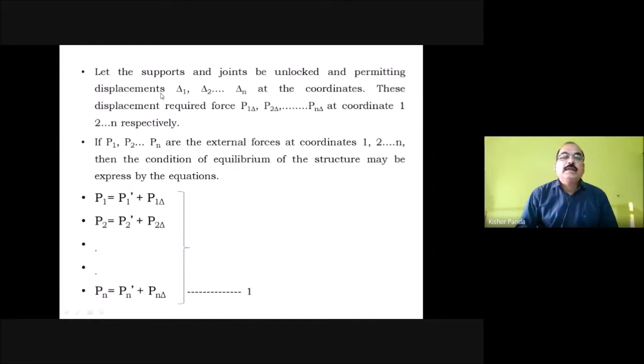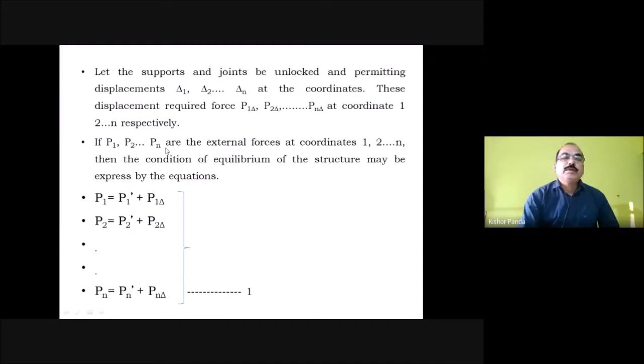Then you have to go for releasing the third coordinate, then all others are restrained. Similarly, you have to release the nth coordinate, and all others are restrained. So let the supports and joints be unlocked, permitting displacements delta 1, delta 2, delta n at the coordinates. These displacements require forces P1 delta, P2 delta, Pn delta at coordinates 1, 2, and n respectively. This is the force at the coordinates.